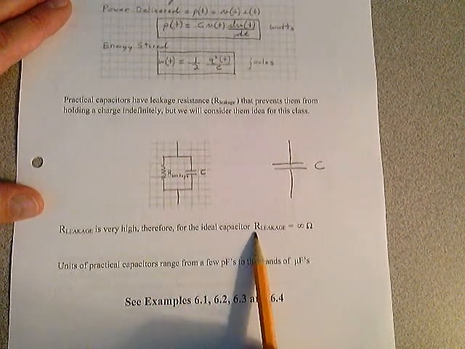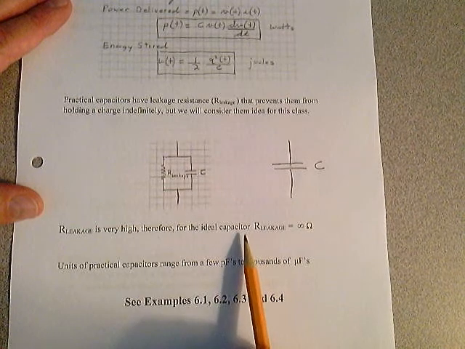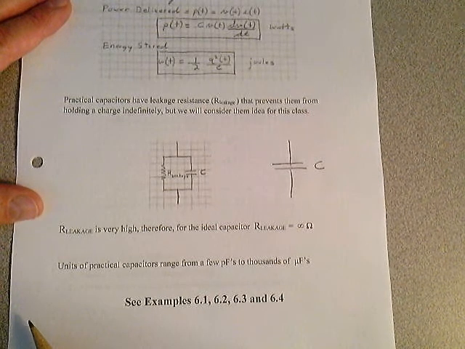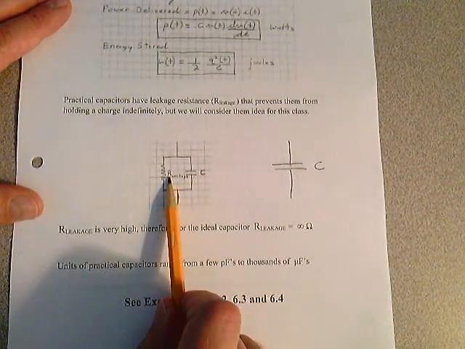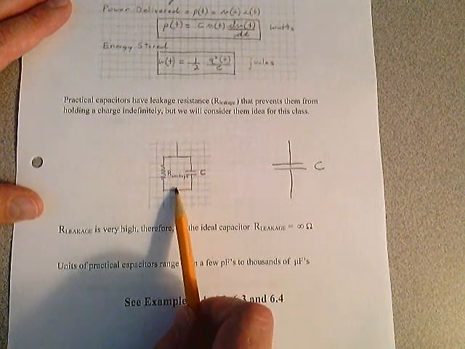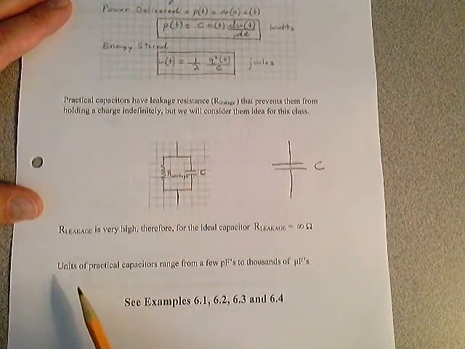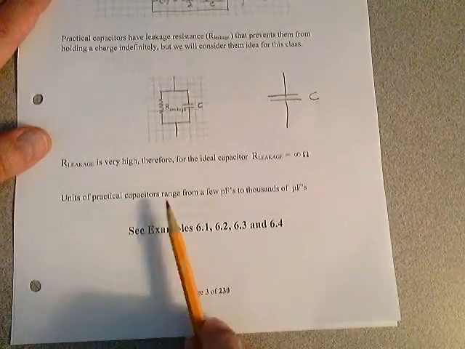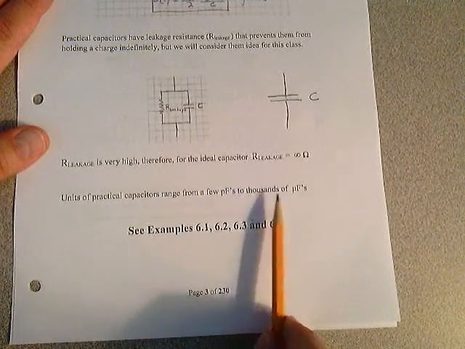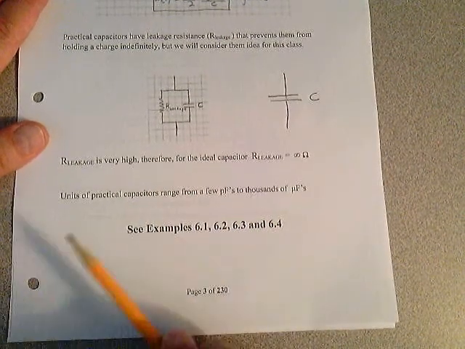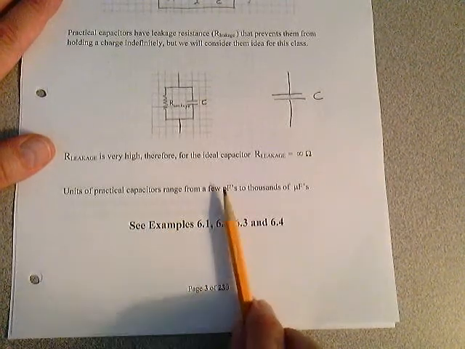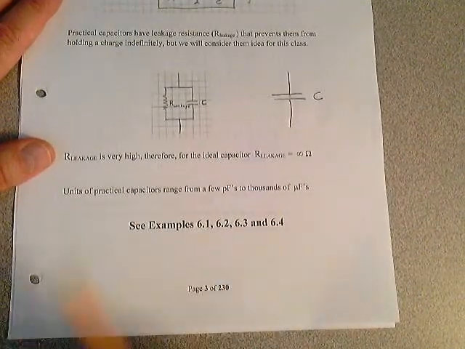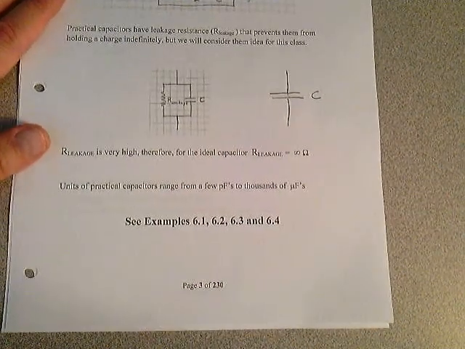For the ideal capacitor, we're going to assume that the resistance that gives you that leakage current is infinity. So here's that leakage resistance. We're going to assume it's very, very high, so the leakage current through the plates of the capacitor is essentially 0. So we'll be working with this capacitor right here. The values of a practical capacitor range from a few picofarads to thousands of microfarads. Ideally in lab, we're going to be working with a few picofarads, maybe some nanofarads, up to maybe 5 microfarads. That's the range of the capacitance values we'll be using.